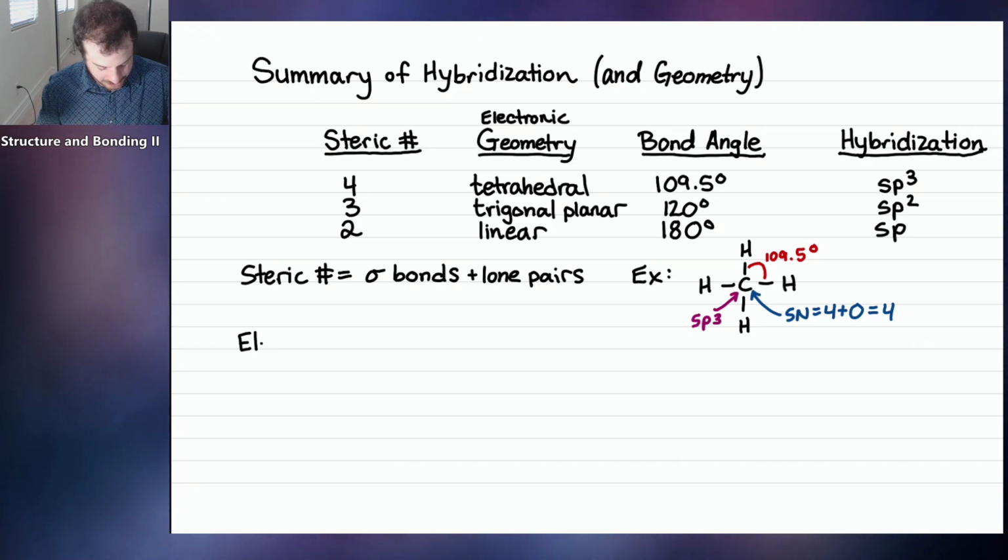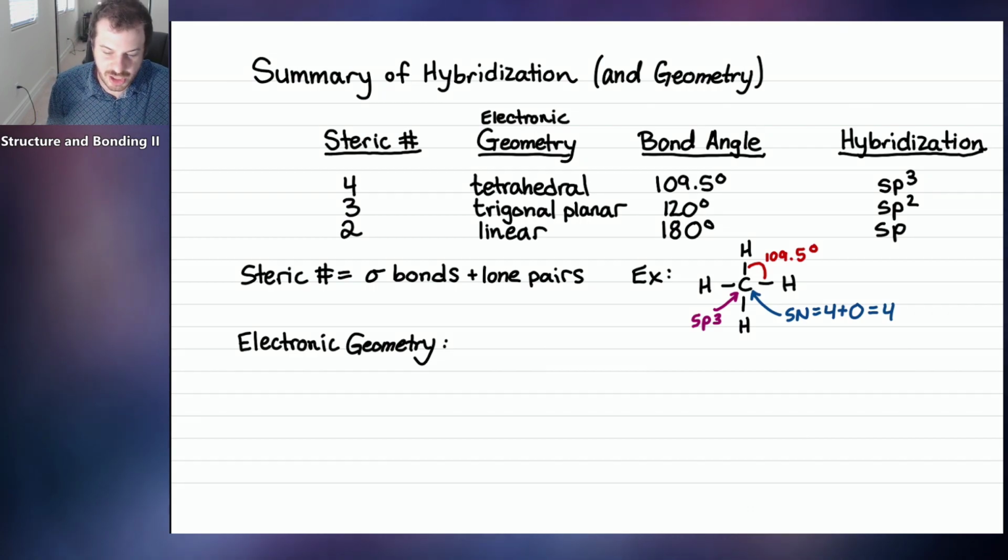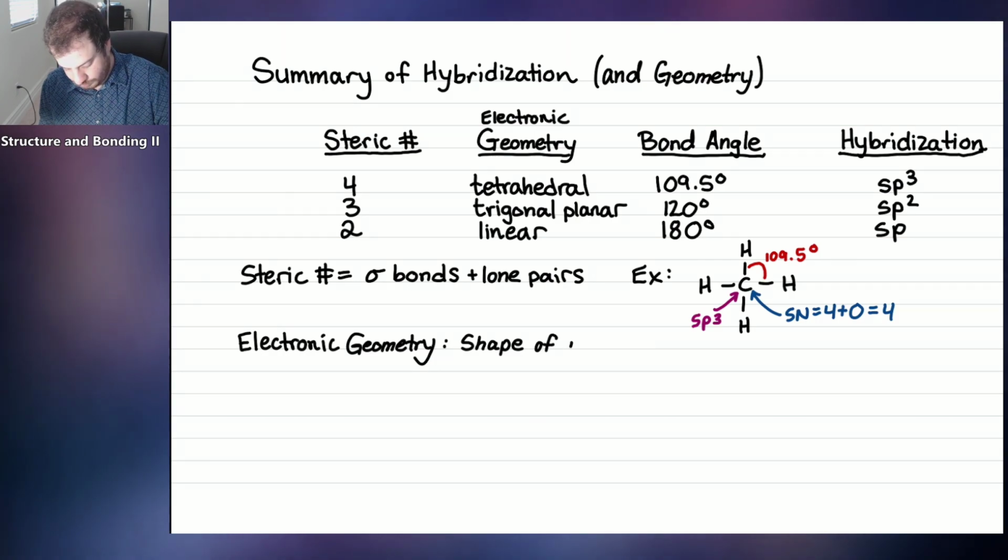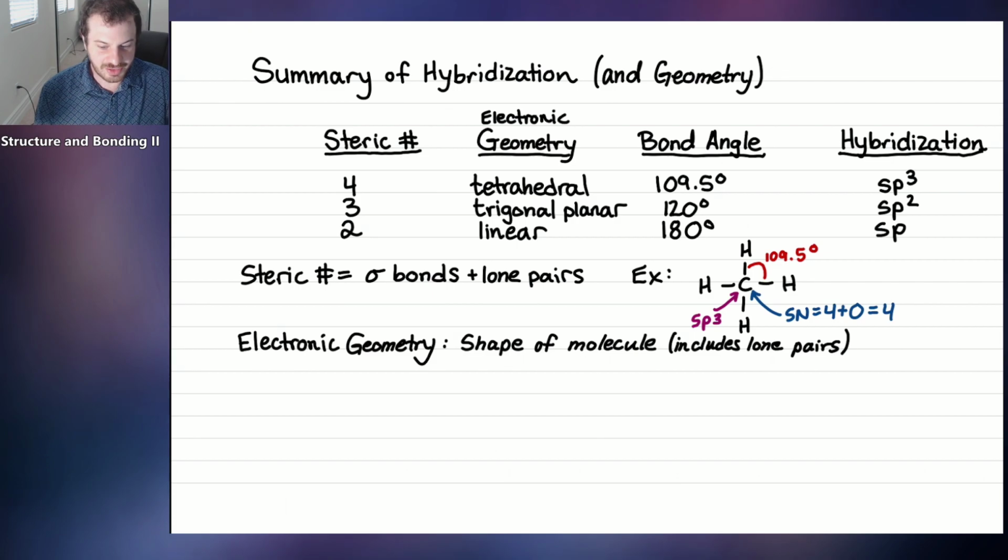So, electronic geometry. Well, the electronic geometry is the shape of the molecule. And because we call it the electronic geometry, that shape is going to include the lone pairs. That's really just a technicality. If I just said the geometry of the molecule, it would sort of imply that we're not going to count the lone pairs. But if we say electronic geometry, it's going to include the lone pairs in that shape.